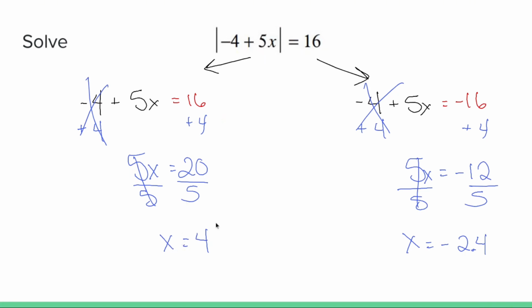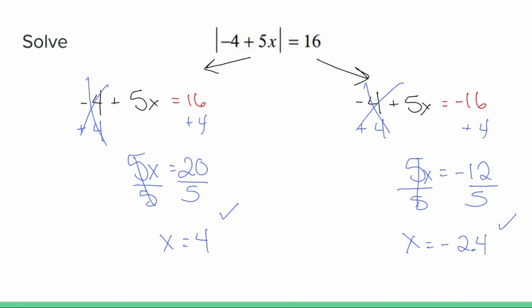So x is 4, 5 times 4 is 20, 20 minus 4 is 16, and the absolute value of 16 is 16, check. 5 times negative 2.4 is negative 12. Negative 12 plus negative 4 is negative 16, and the absolute value of negative 16 is 16, so both of these work.